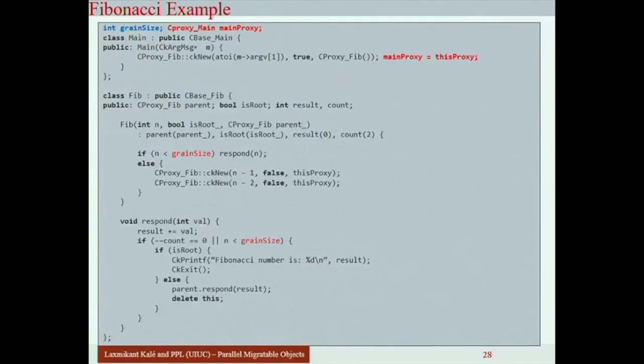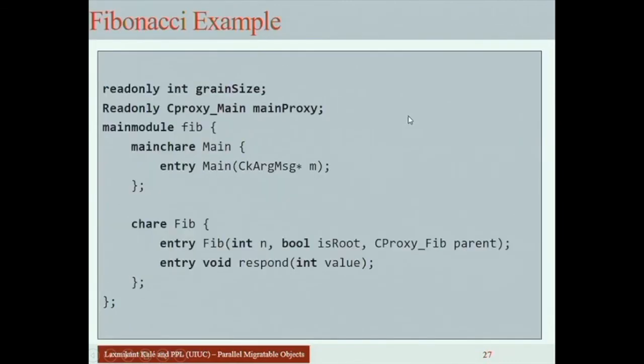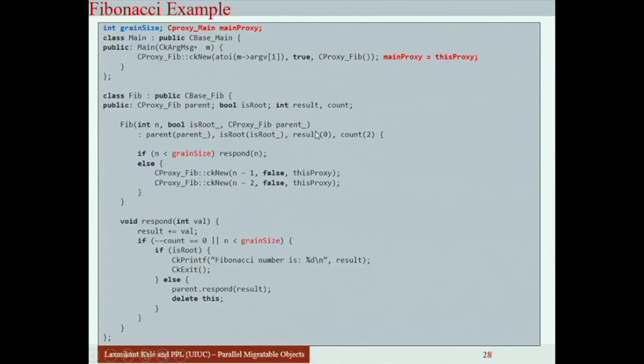So in the Fibonacci example, you will just do cproxy_main mainproxy equals thisProxy. Here you added read-only. That uppercase should be lowercase. Cproxy_main mainproxy, and so here you simply, I don't think I modified this. This one here should be then modified. If I'm the root, then mainproxy.respond and modify the rest of the program accordingly. So I was just sketching a solution here. You can then complete that solution.